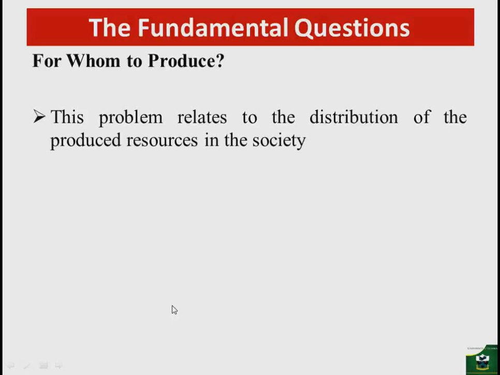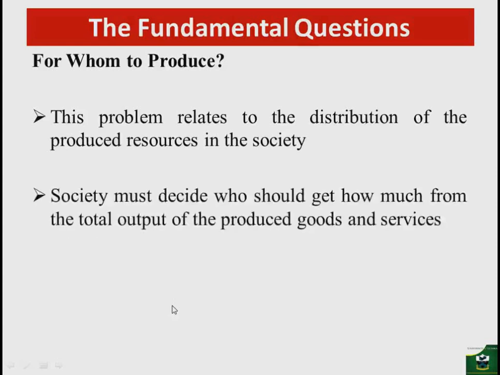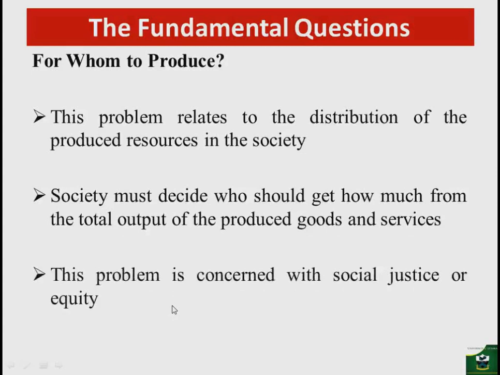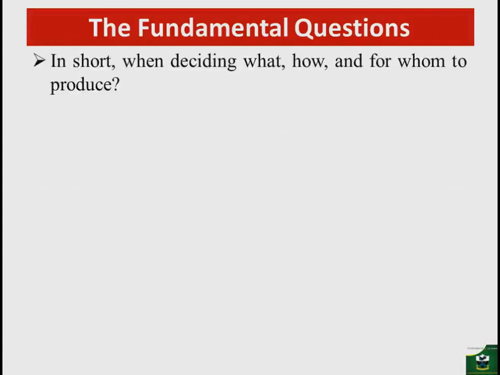Therefore, this question must have the people in mind, the actual consumers in mind. When we are making the decision of for whom to produce, we should have the category of consumers in mind. Therefore, society must decide who should get how much from the total output of the produced goods and services. And this problem is concerned with social justice or equity. In other words, when distributing resources, we need to do it with all fairness.